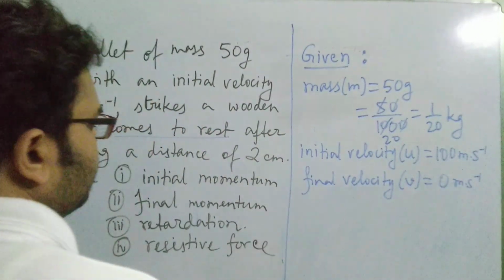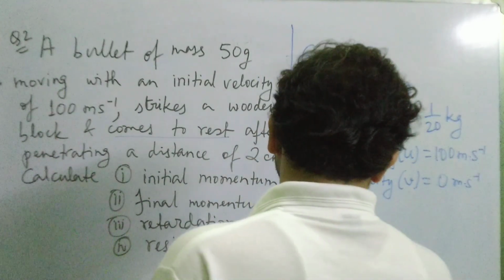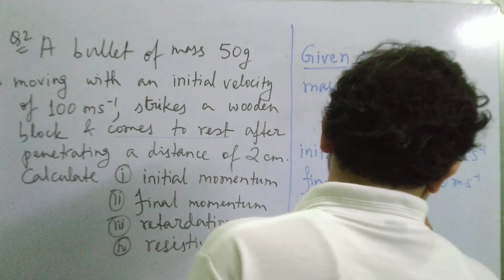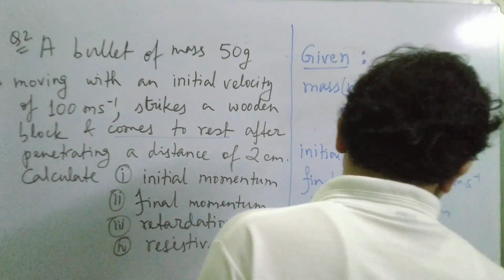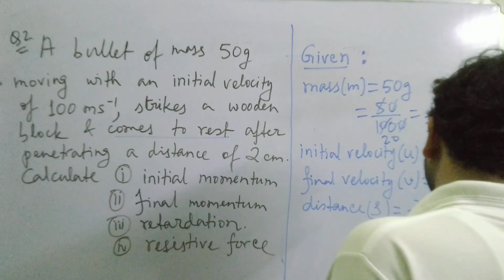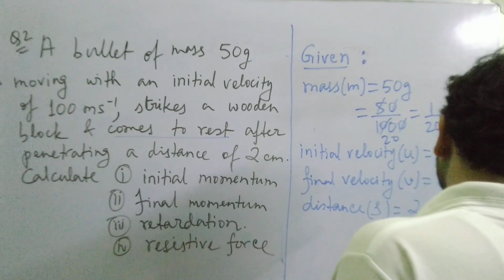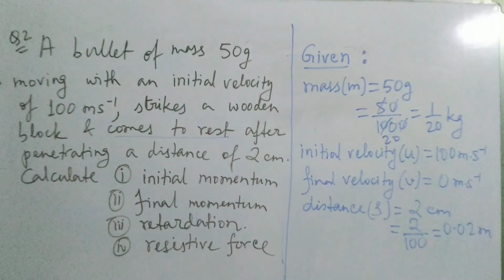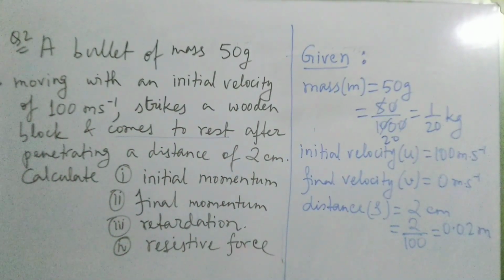Okay, and it has penetrated a distance of 2 cm. So distance, denoted by the letter s, is 2 cm. Converting it into SI, it will be 2 by 100. That turns out to be 0.02 meter. Okay, 0.02 meter. Fine. These are the given things. Now let us see what we need to calculate.